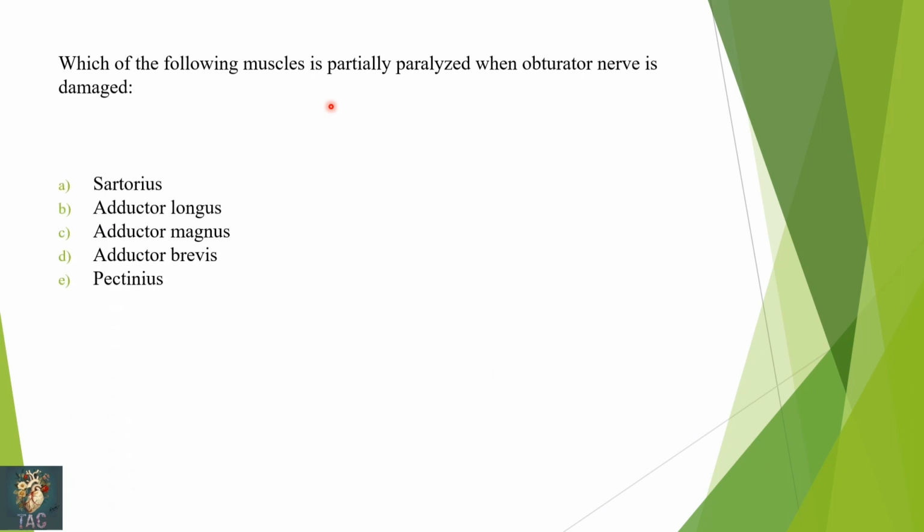Next question is, which of the following muscles is partially paralyzed when the obturator nerve is damaged? So sartorius, adductor longus, adductor magnus, adductor brevis, and pectineus. We all know that the adductor magnus has a dual nerve supply. That's why, because of the damage to the obturator nerve, it will be partially paralyzed.